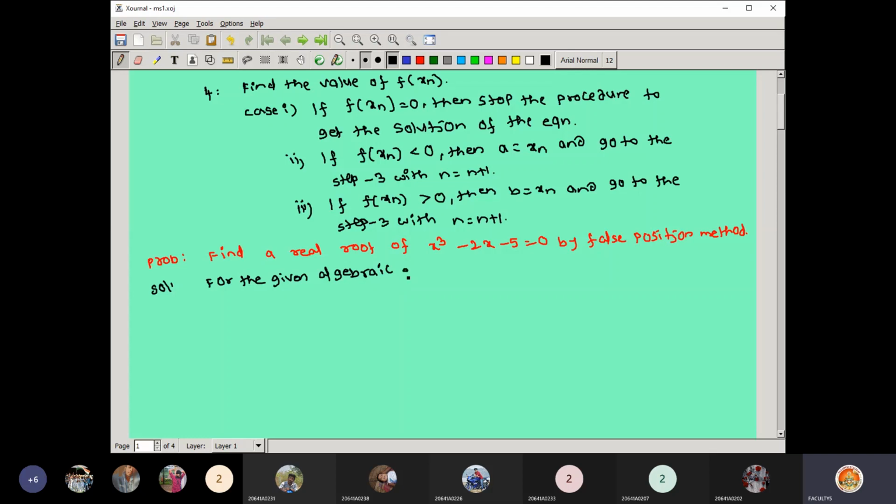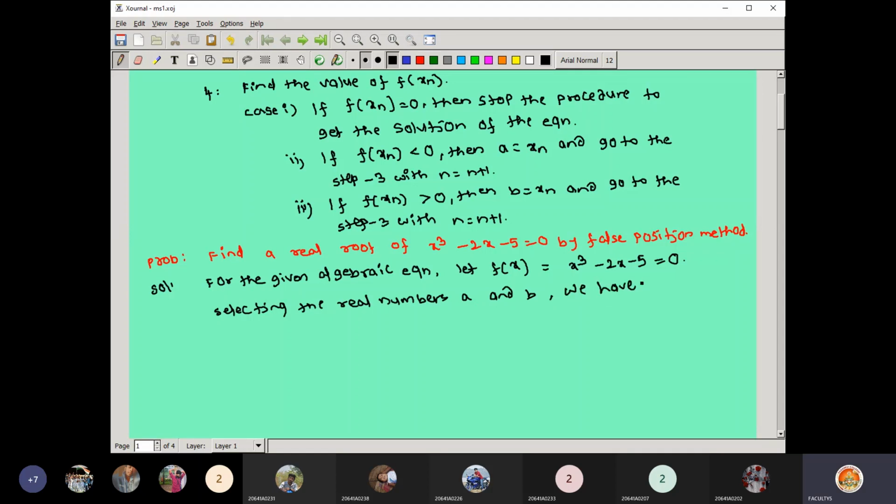For the given algebraic equation, let us suppose f of x equal to x cube minus 2x minus 5 equal to 0. The given expression you are supposing as f of x. Now you are selecting the real numbers, small a and small b.